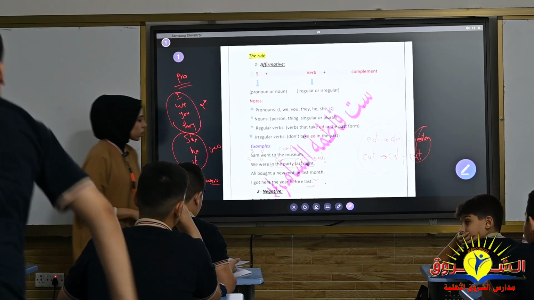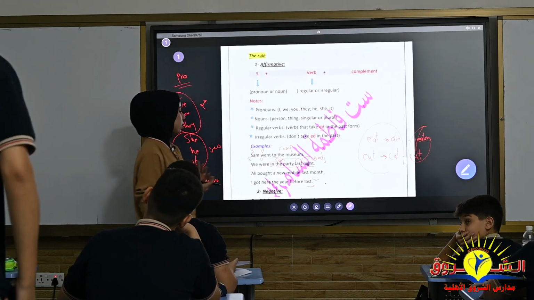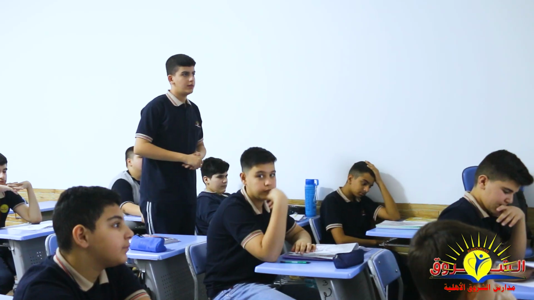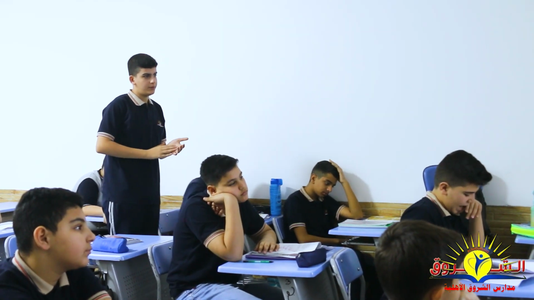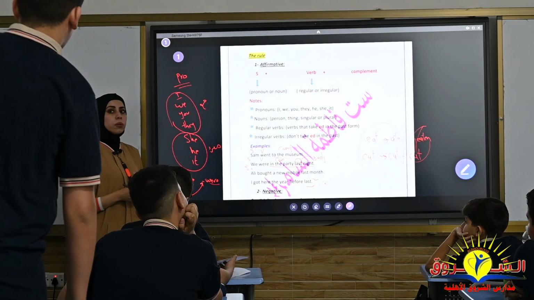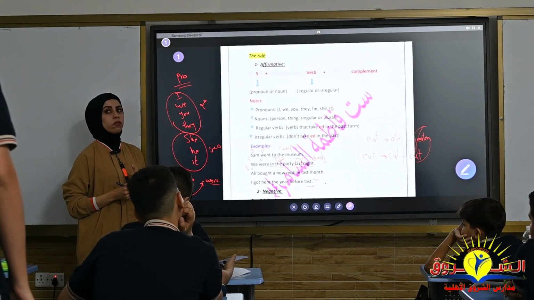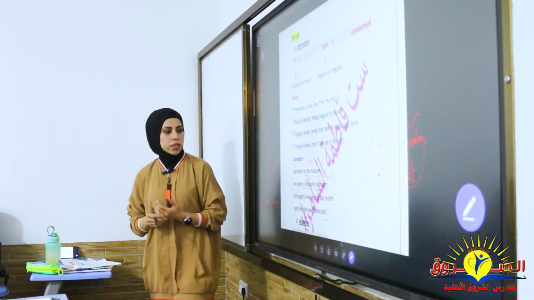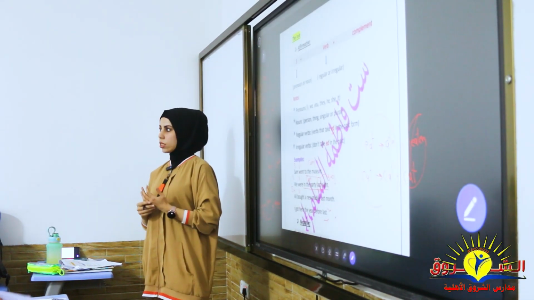Right? Yes. Ali bought a new mobile last month. Yalla. What is the subject? And what's the kind of the subject? Noun. Bravo. Noun. Is it singular or plural? Excellent. What is the verb? What's the kind of the verb? What's the base form for bought? Excellent. And now where is the complement of the sentence?